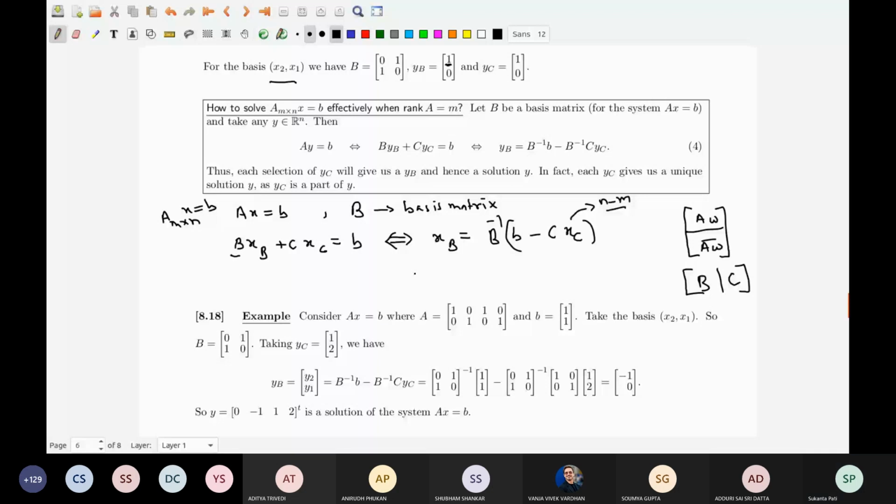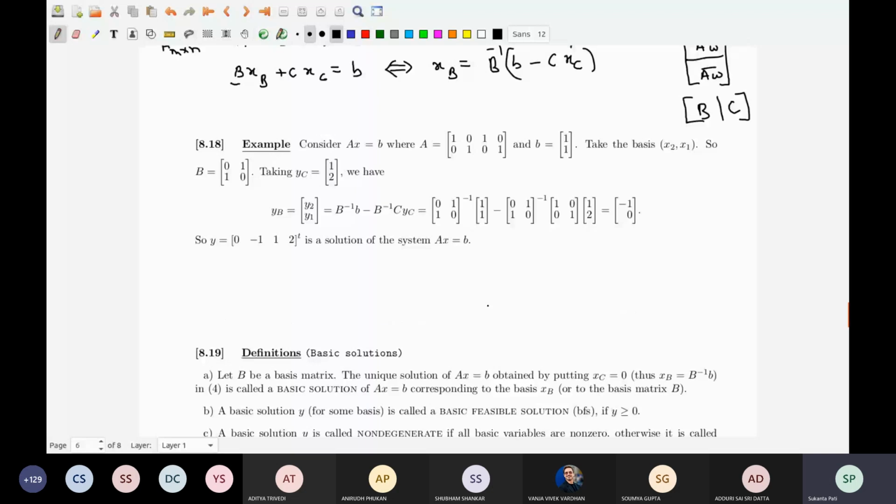So for example, here, let me say this one. Suppose you have taken the basis to be x2, x1. In that case, what you are writing, the basis matrix is 0 1, 1 0, multiplied by xb. What is your xb? Now xb is equal to x2, x1. You see how it is actually giving you Ax equal to b.